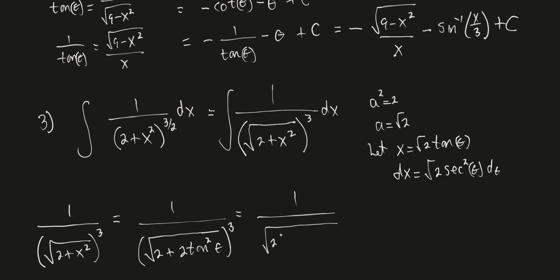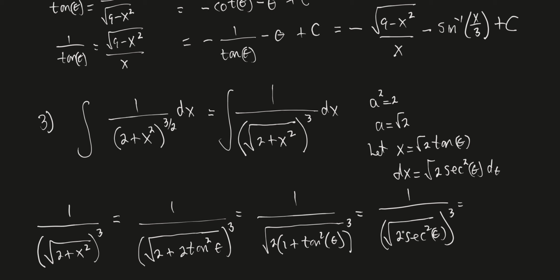So factor out the 2, and we have 1 plus tangent squared theta. Again, that's still to the third power. Now, 1 plus tangent squared, that is secant squared, right? So we end up with 1 over root 2 times secant squared theta all to the third power.